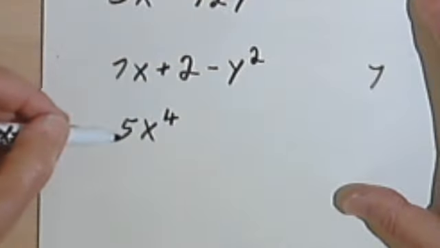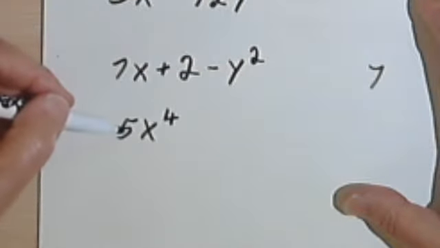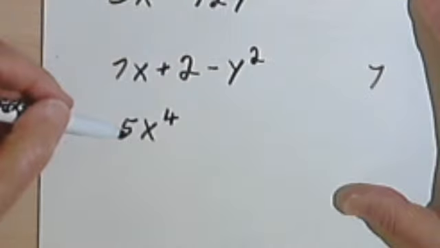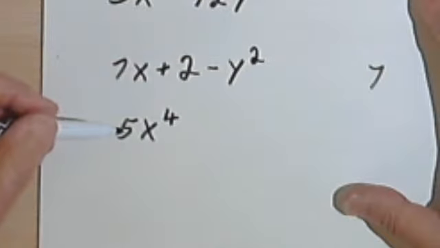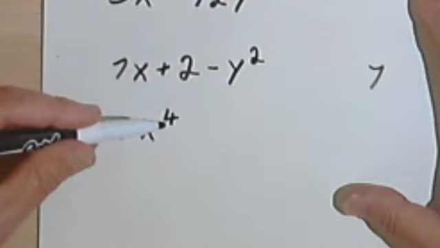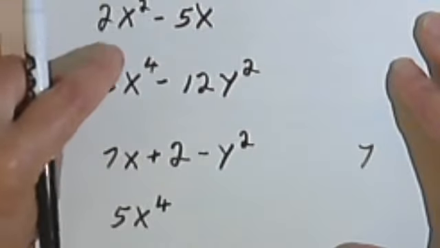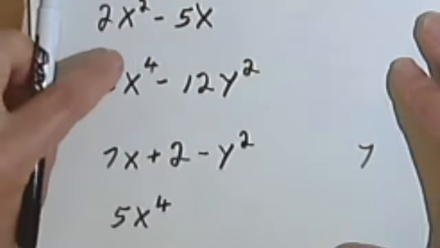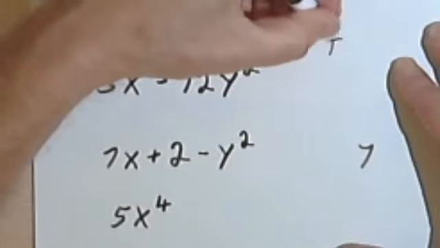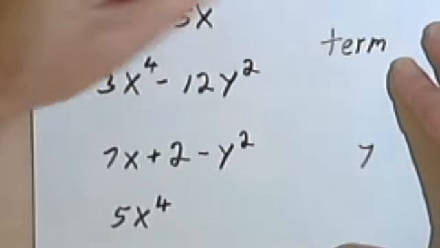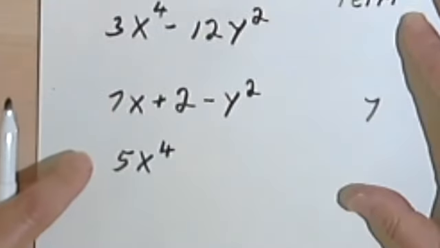This is a polynomial also. Remember, a polynomial is one or more monomials that are added or subtracted. So one or more means that if I just have one, it's still a polynomial. So 5x to the fourth is a polynomial. A little bit of terminology. Each of the monomials in a polynomial is called a term. So this polynomial has 2 terms, this has 2 terms, this has 3 terms, this has 1 term.